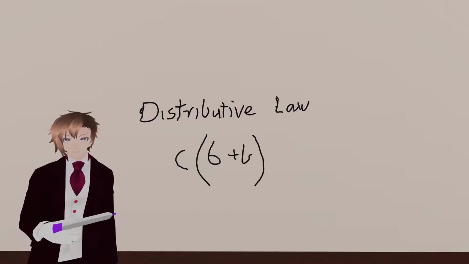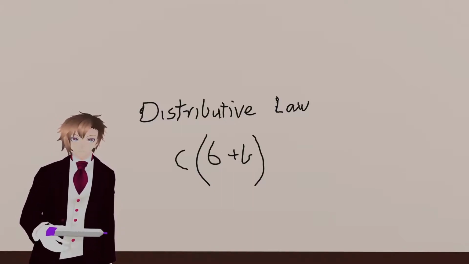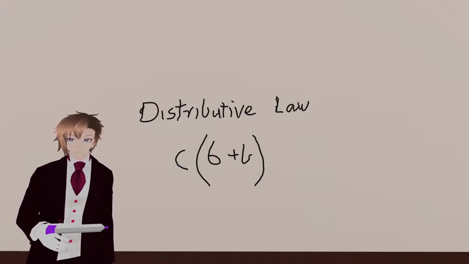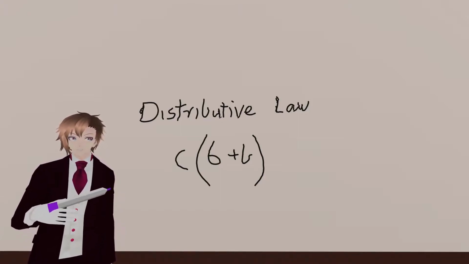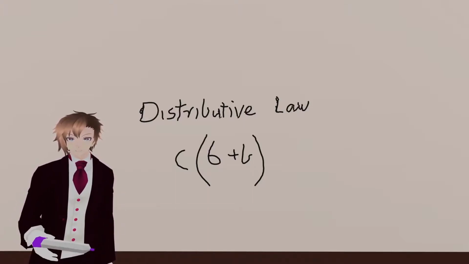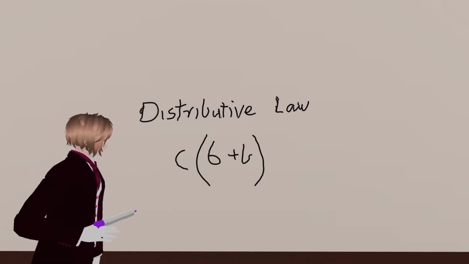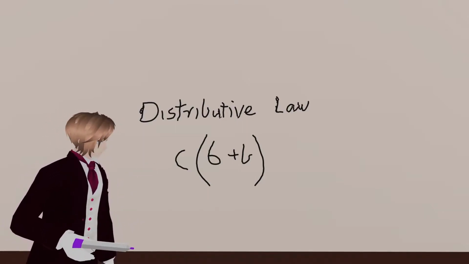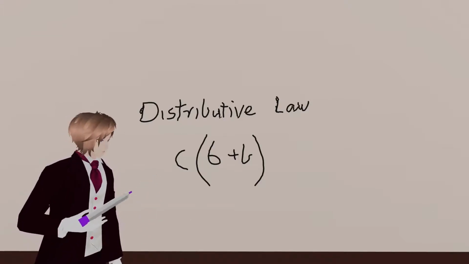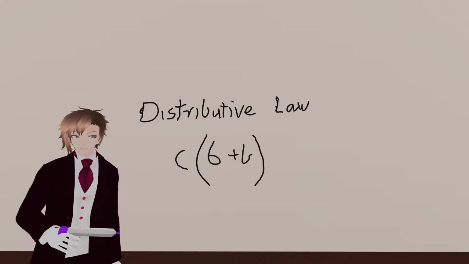Today we're going to look at the distributive law in a little bit more detail. Just a quick refresher on the distributive law. The distributive law is where we share something equally amongst everything or everyone. Here we have C bracket 6 plus B. Now what we're going to do is share this C with this 6 and with this B.